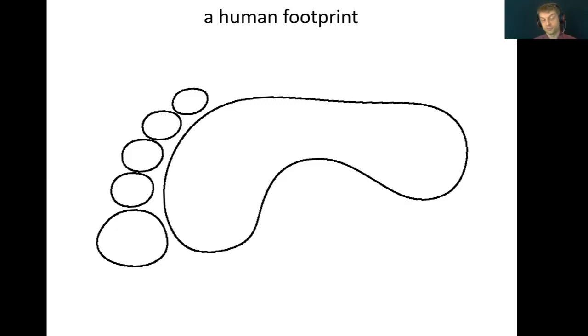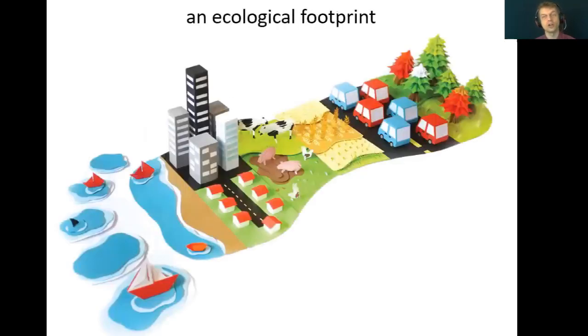Now, we measure our footprints using standard measures of length. I would just ask you to imagine how difficult it would be if we each had a different measuring system for each person's footprint. Now, we can apply the same thinking to a similar concept, and that is an ecological footprint. An ecological footprint is the area of the planet's ecosystems that is needed to sustain ourselves as humans.